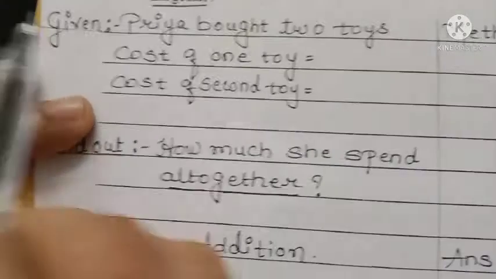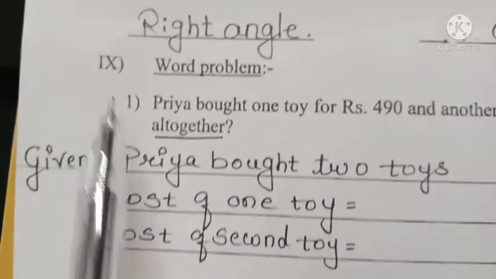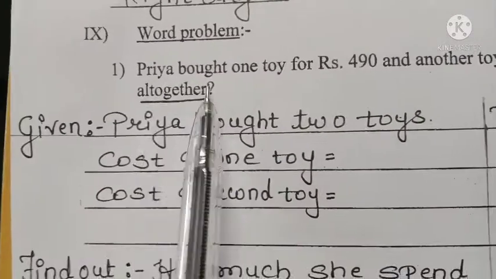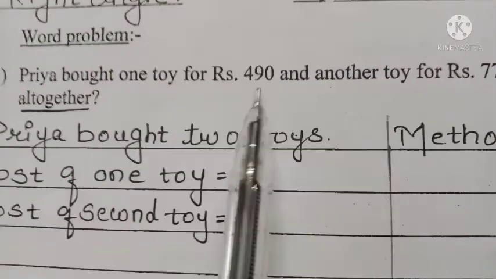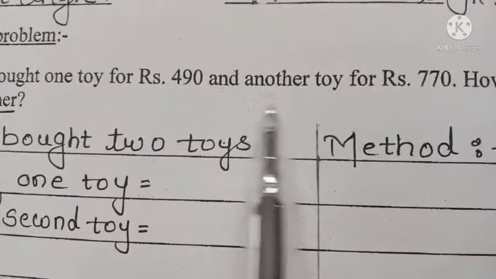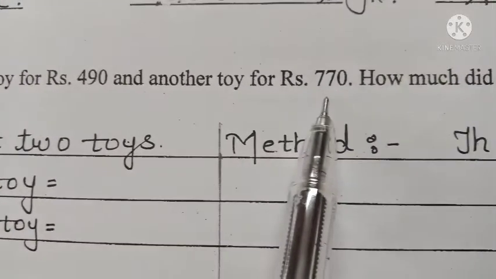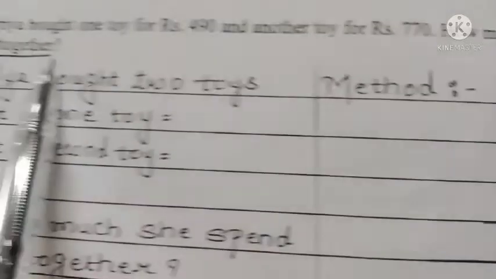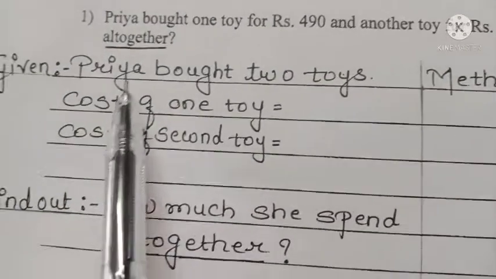Now we'll see the next word problems. Question number 9, students. First you have to read the given question very carefully. See, Priya bought one toy for rupees 490 and another toy for rupees 770. How much did she spend altogether? So what is given here, students?